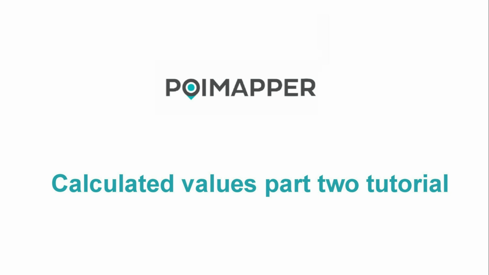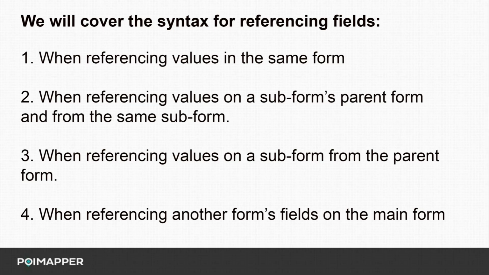In our previous video, we covered 3 scenarios for the syntax to use when referencing the form fields. In this tutorial, we shall cover the 4th scenario. The 4th scenario for using field reference in calculated values is when referencing another form's fields on the main form. PoiMapper makes it possible to reference fields in another form as long as it is on the same form list, i.e., you cannot reference forms belonging to another form list.